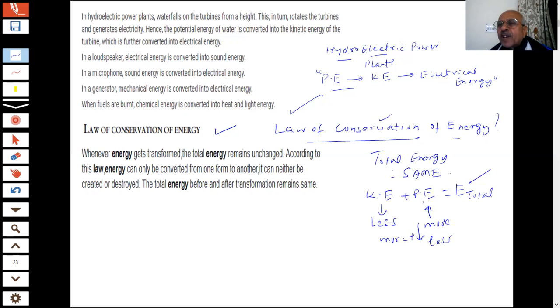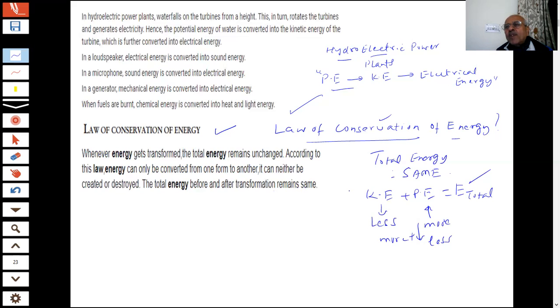There are so many forms of energy. It is not only kinetic and potential, but I am just making all these into two forms. So students, we can say total energy remains unchanged, and it can only be converted from one form to another. Energy can neither be created nor be destroyed. Total energy before and after transformation remains the same.